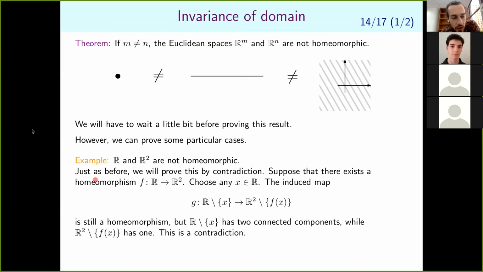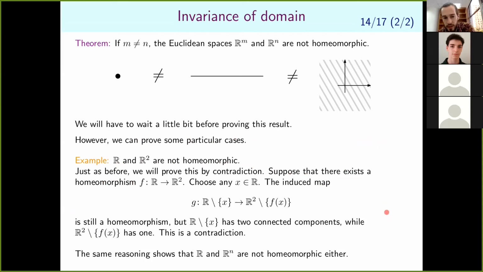So yeah, R and R2 are not homomorphic. This is the same example as I did many times before. So you just remove a point from the line and a point from the plane, and you obtain two connected components and one connected component. I point out here that we can use this reasoning to show that R and Rn are not homomorphic for any n greater than 1. But this is all we can do. Maybe R2 will work a little.